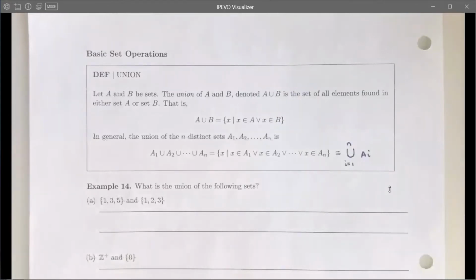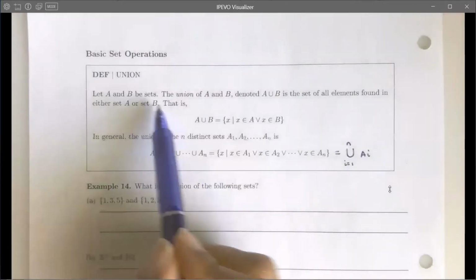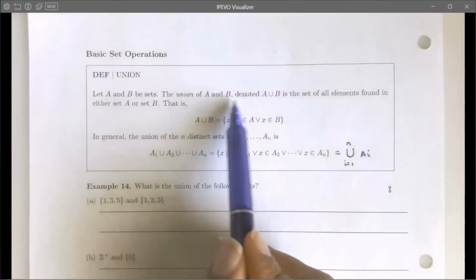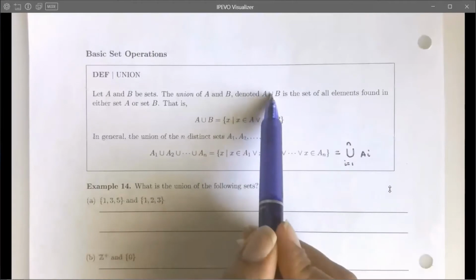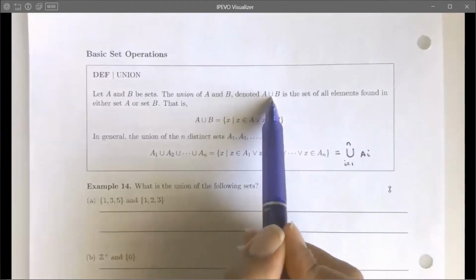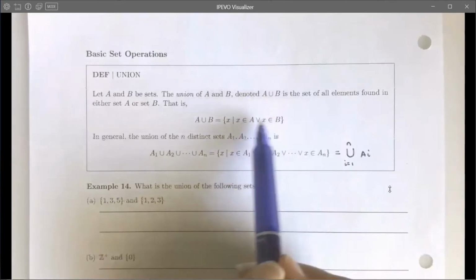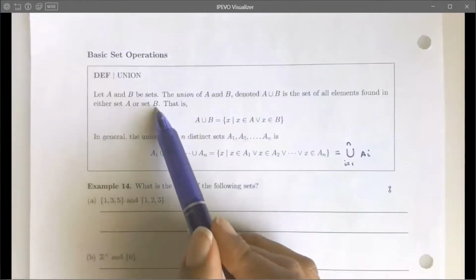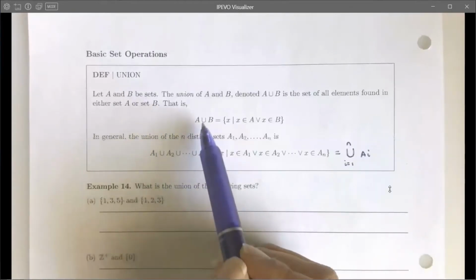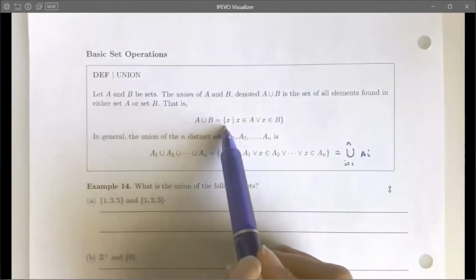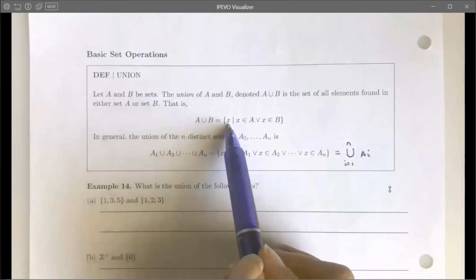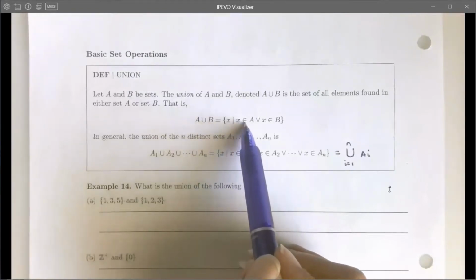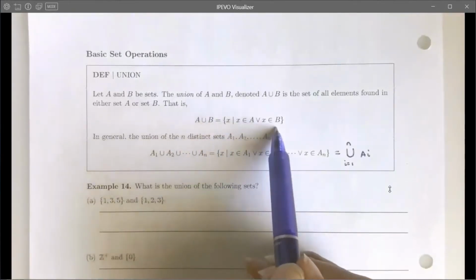Starting with the union, let A and B be sets. The union of A and B, which is denoted with this symbol that kind of looks like a U, and is read as A union B, is the set of all elements found in either set A or set B. That is, the union of A and B is defined to be the set of all elements x such that x is in A or x is in B.